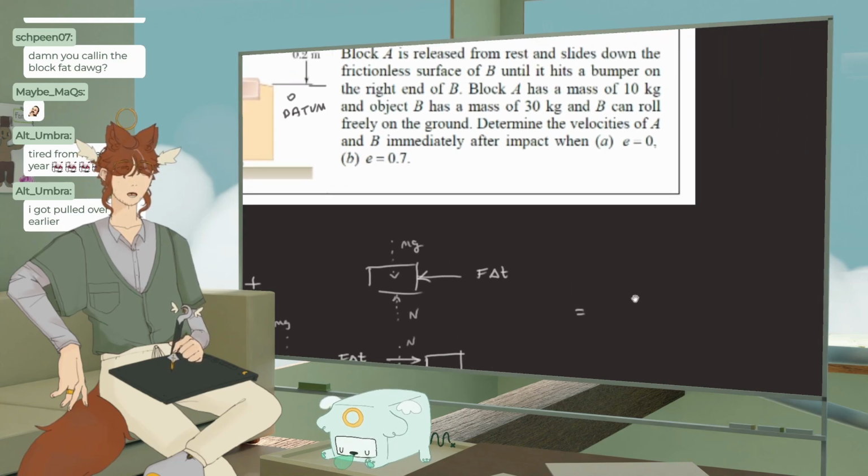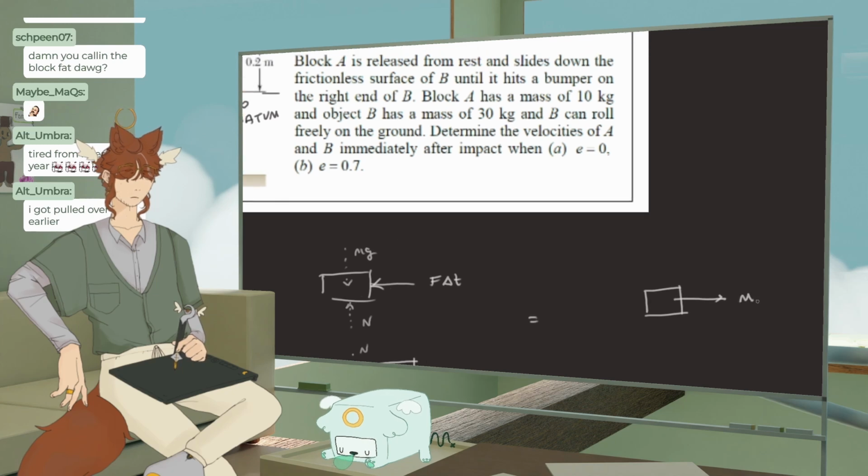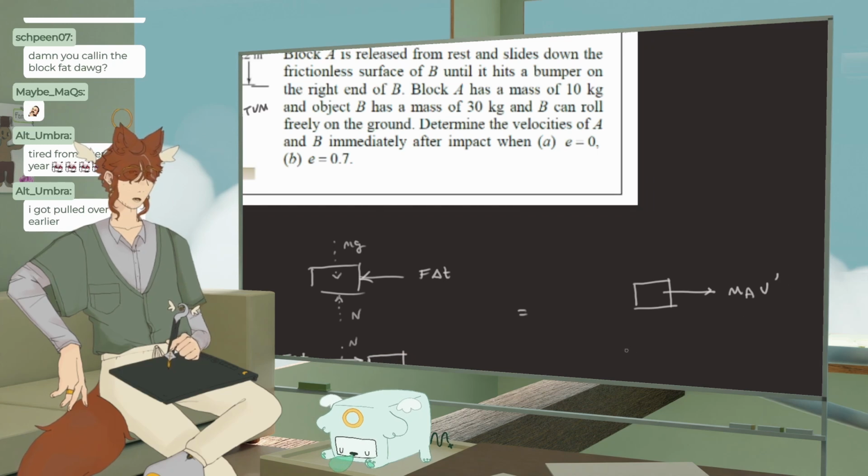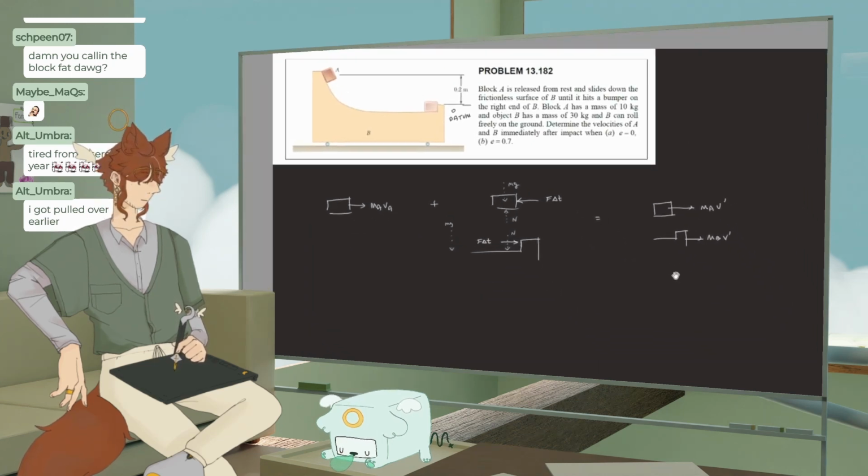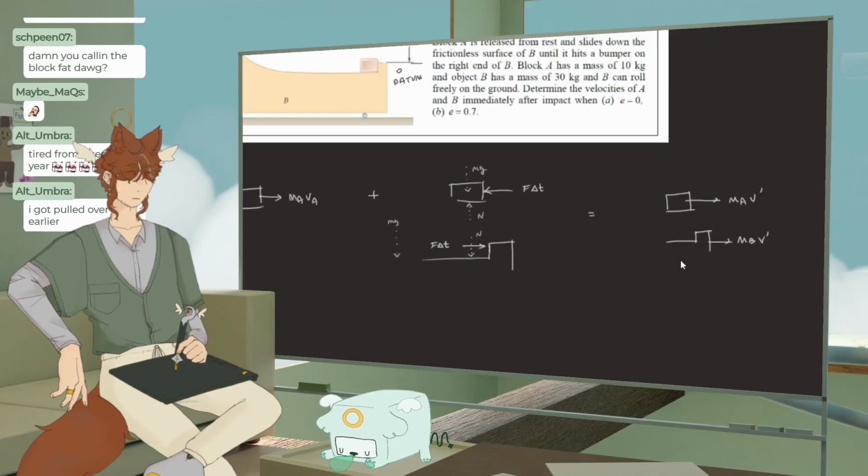Oh, interesting. So they're gonna stop together, I guess. This will be M-A, B prime. And this will be MB, B prime. They're the same velocity, because A can't go any further that way, I guess.